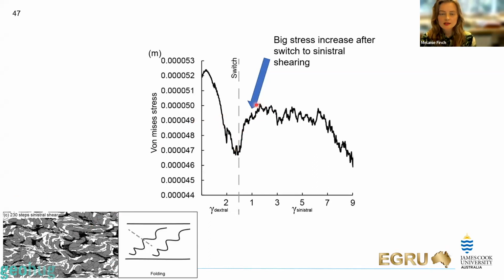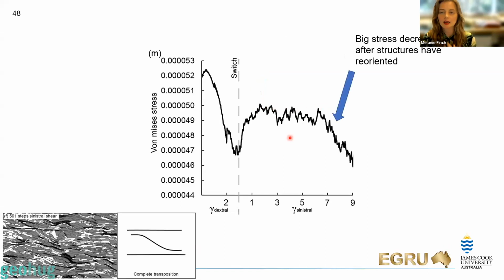Now, that stress increase persists for the entire time that transposition is taking place. So until we get that nice SC fabric for sinistral shearing and transposition is complete, the stress remains high. And remember that I said that's millions of years. That's a couple of million years that stress is remaining high. And after transposition is complete, like you can see down here, then there's a big stress decrease after those structures have reoriented. So what does this mean?